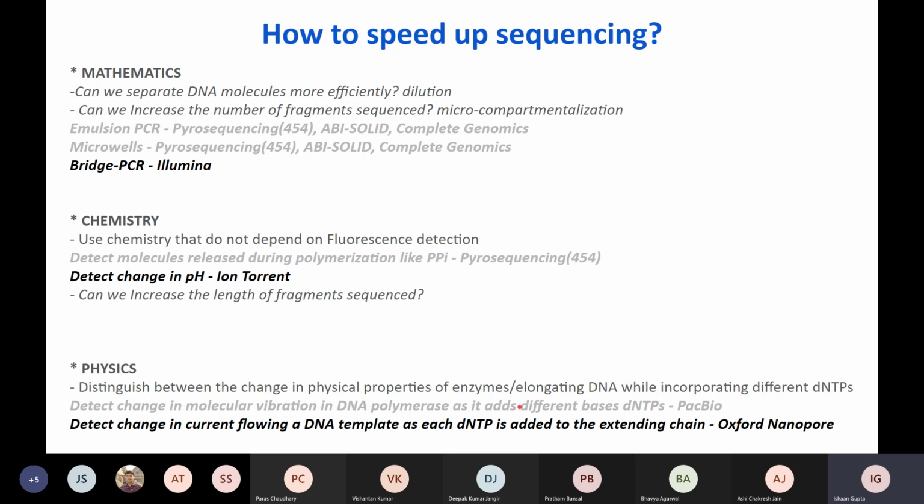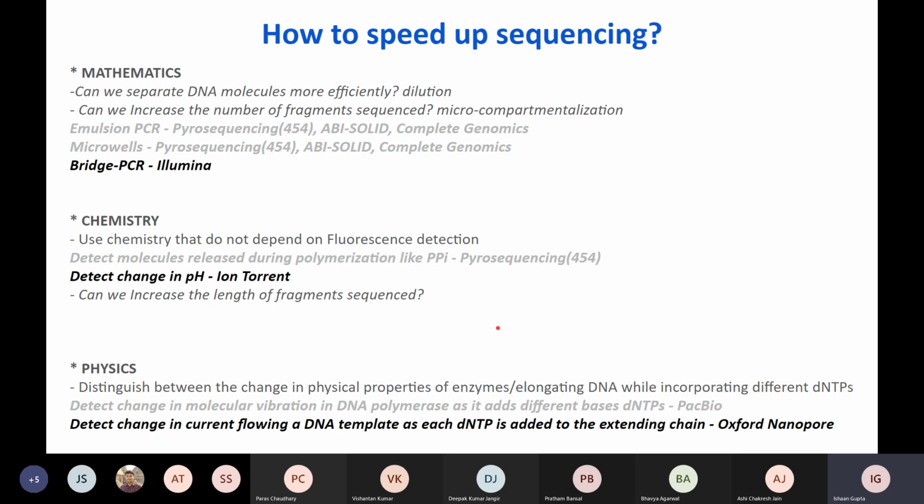And this gave rise to the ability to look at the change in electrical conductance across a protein when a DNA molecule passes through it, which is called Oxford Nanopore, and also to how fluorescence can be captured in a much more precise manner, which is what is being used in a machine called Pacific Biosciences. So I have highlighted three key technologies which I'm going to discuss. The first one is called Illumina, the second one is called Ion Torrent, and the third one is called Oxford Nanopore in the course of this course.